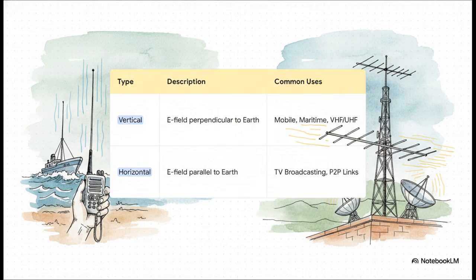Then you have horizontal, which is the absolute go-to for fixed systems. Think about TV broadcasting. Ever wonder why that's horizontal? Well, a big reason is that it helps cut down on interference from man-made electrical noise, which, fun fact, tends to be vertically polarized. See? It's a simple choice, but it has huge practical results.